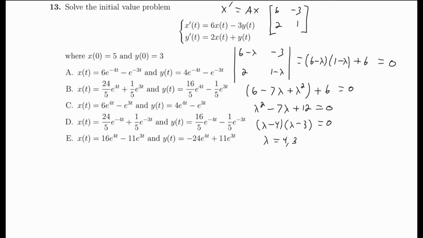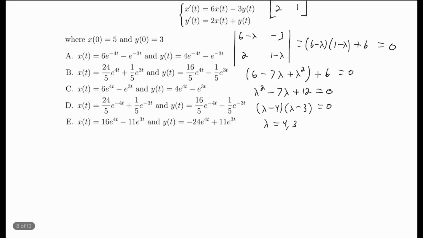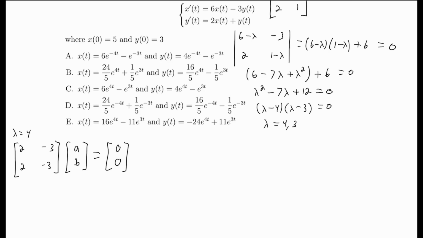We now need to go ahead and start finding the associated eigenvectors for each eigenvalue. We'll start with lambda equal to 4. Remember, we plug our eigenvalue in for lambda in this matrix first. So we'll write that as 6 minus lambda is 6 minus 4, so 2, negative 3, 2, and then 1 minus 4 is negative 3. And we're looking for a vector (a, b) that we can multiply that matrix by that results in the 0 vector.